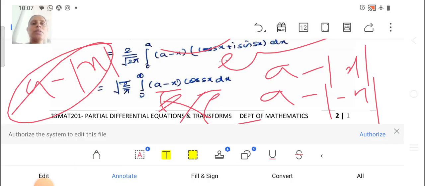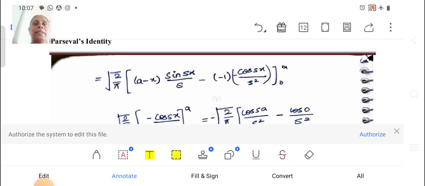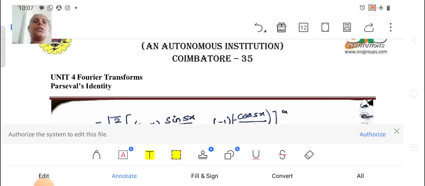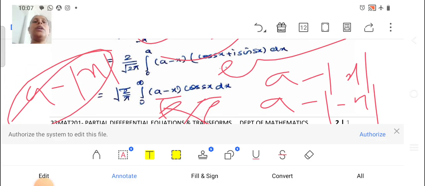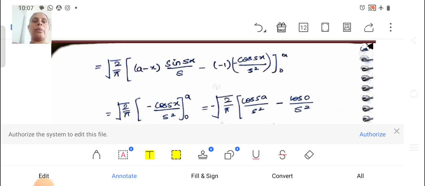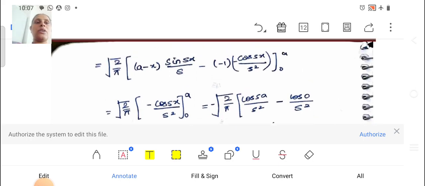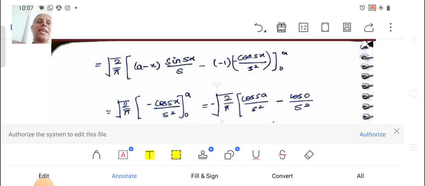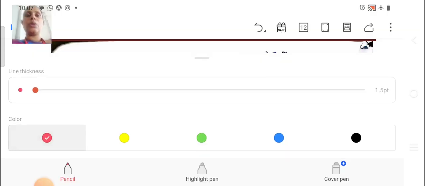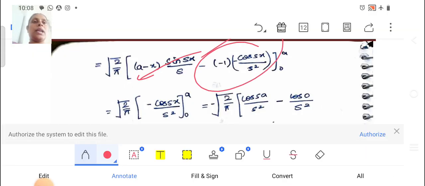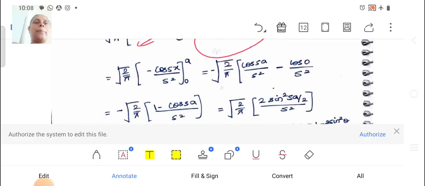Okay, so after that we are applying the property. So the range is 0 to infinity, with 2 times root 2 by pi... that is root 2 by pi, integral from 0 to infinity of (a minus x) cos sx dx. Then we have to use Bernoulli's formula. So in this Bernoulli's formula, (a minus x) sin sx divided by s, minus of minus 1 minus cos sx divided by s square. Then we have to substitute the upper limit and lower limit, so the sine terms get cancelled. Okay, the sin 0 value is 0, so only the cos term remains.